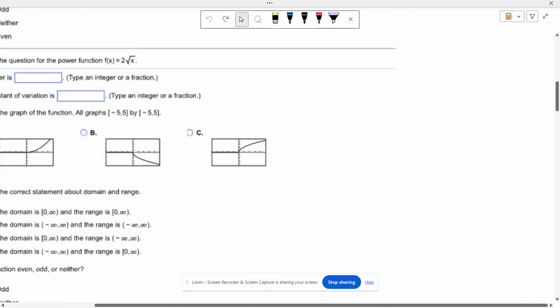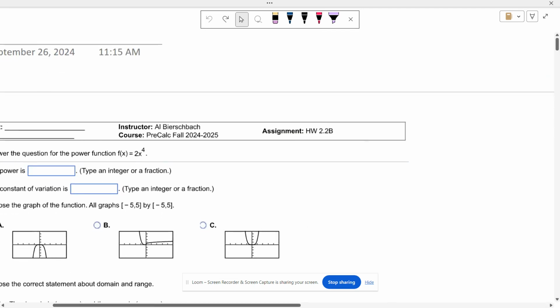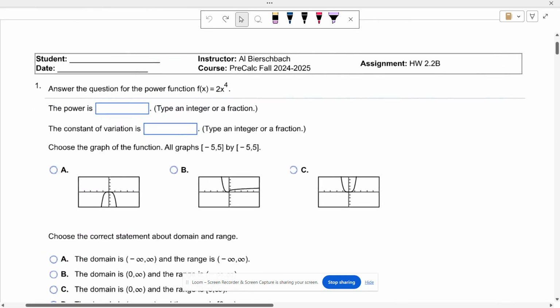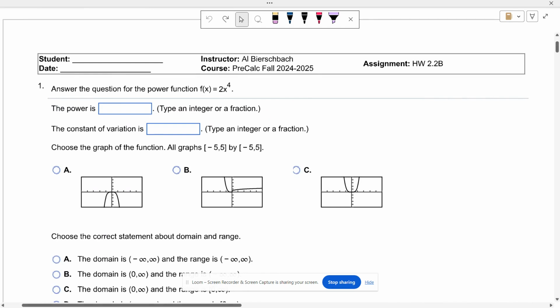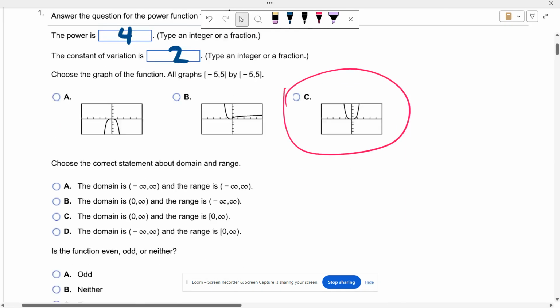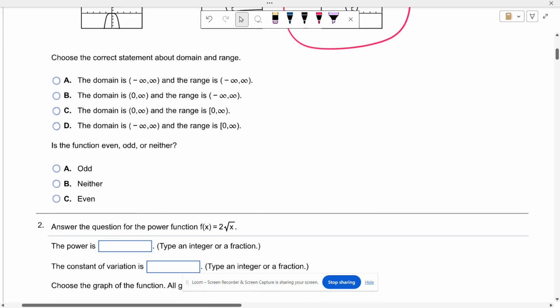All right, part B. We're looking at graphs of these functions, power functions. Okay, so what's the power on this function? 4, constant variation 2, okay, that's straightforward. And so then which one looks the most like this? A, B, or C? C, and it goes from negative infinity to infinity.